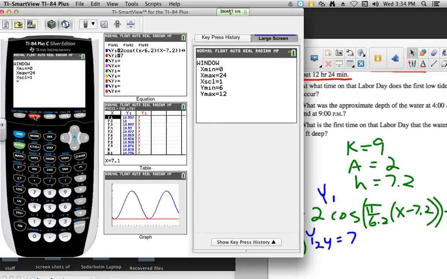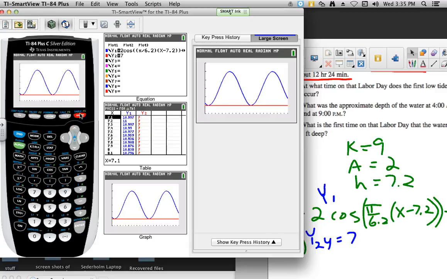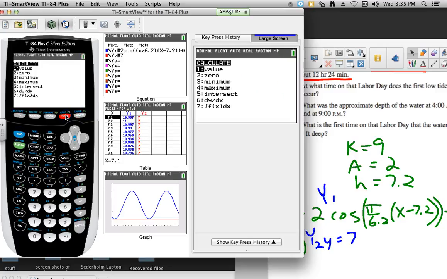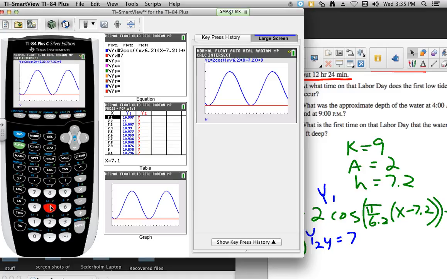So I went into the window and I set this for a 24-hour period, so 0 to 24. And then I thought, if I'm looking at 7, I can do 6 to 12. That'll be just fine, and you could change that up a little bit. But we get a good look at the graph. And then what we're looking for is the intersection, and the first intersection with our red line down there. So Blinky's going to have to find his way all the way over there to the left.